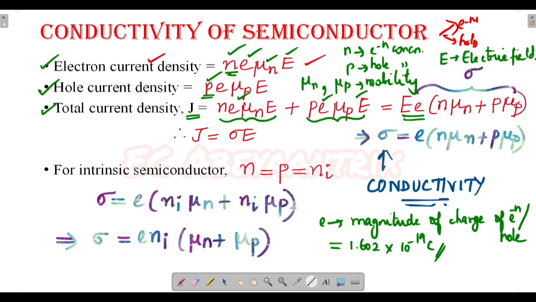So this formula is very important. Sigma is nothing but conductivity. Learn this formula and keep a note of it: e into n mu n plus p mu p. This formula is widely used for problems.